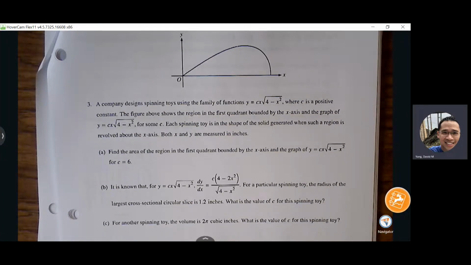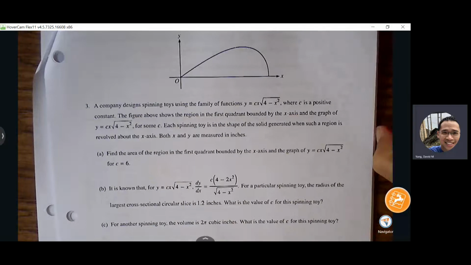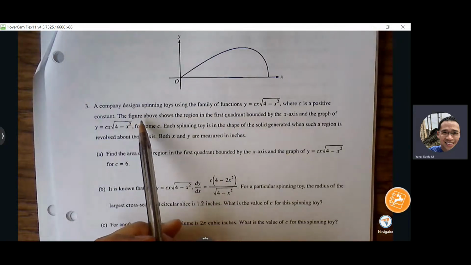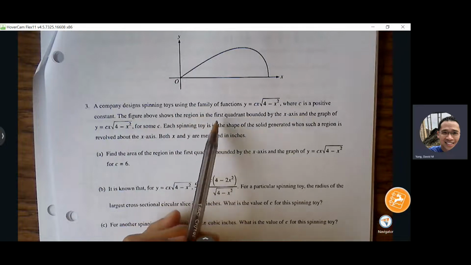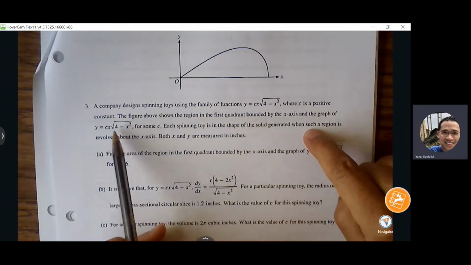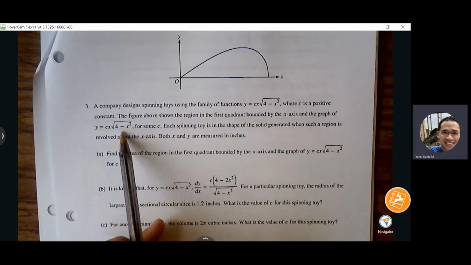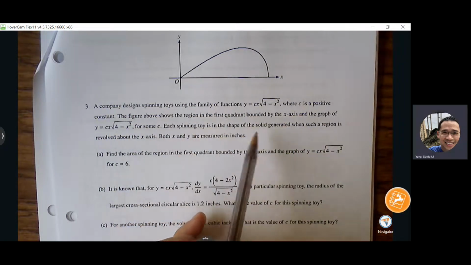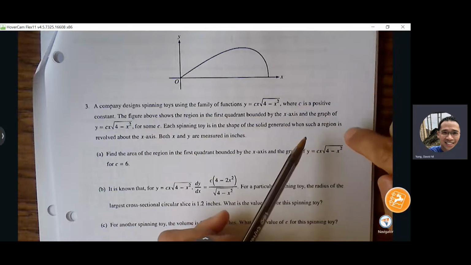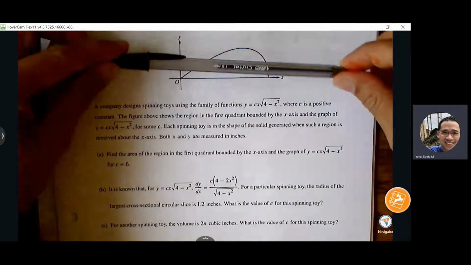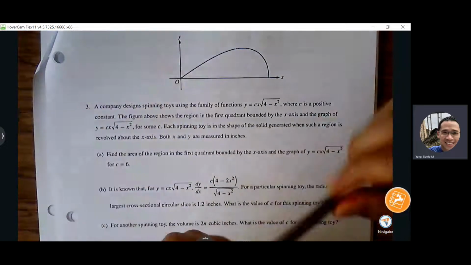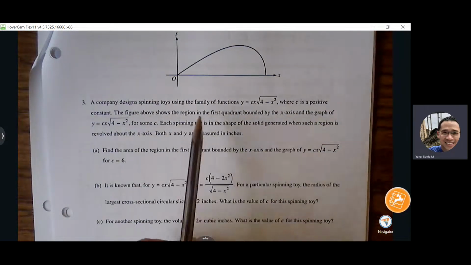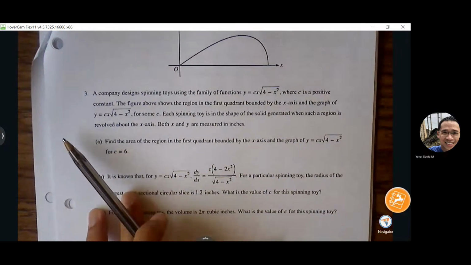Okay, number 3, a company designs spinning toys using a family of functions where C is a positive constant. The figure shows the region in the first quadrant bounded by the x-axis and the graph of y equals cx root 4 minus x squared. That's this curve here. Each spinning toy is in the shape of a solid generated when such a region is revolved about the x-axis. So if you can imagine this rotating about this x-axis, it kind of creates that kind of spinning top shape that is lying on its side.